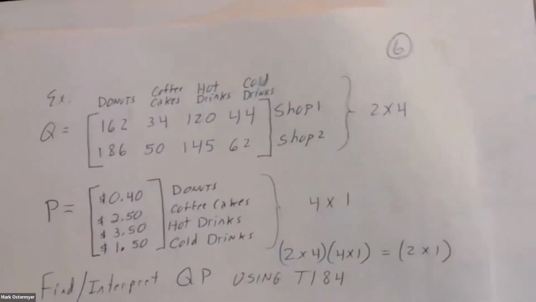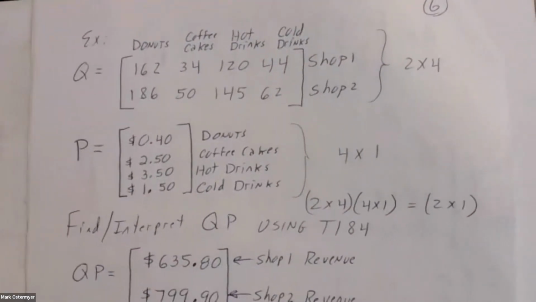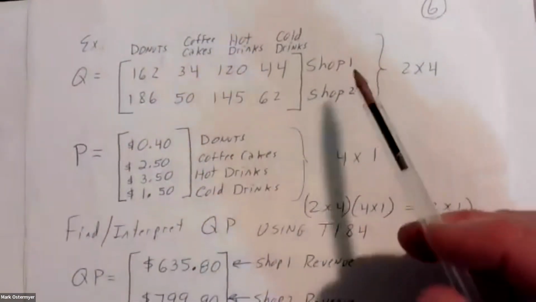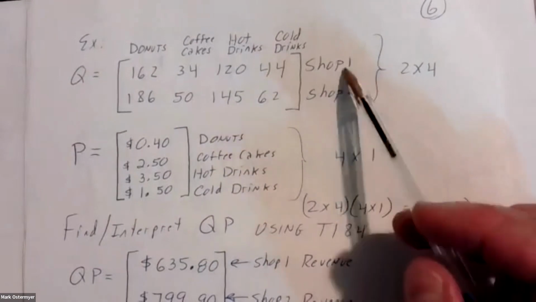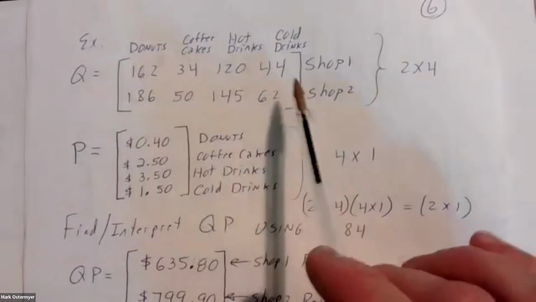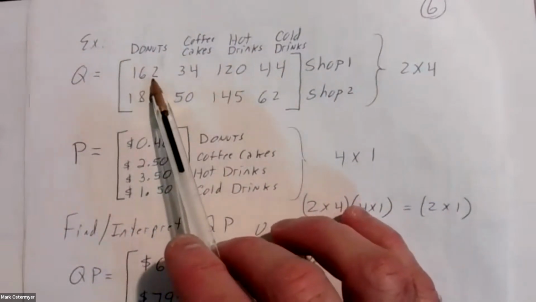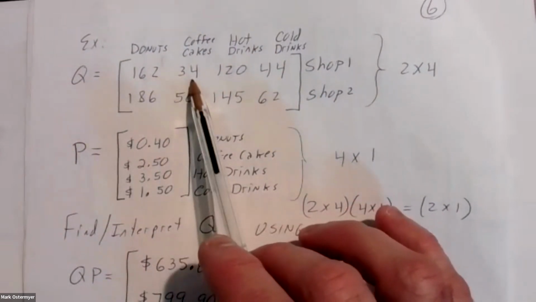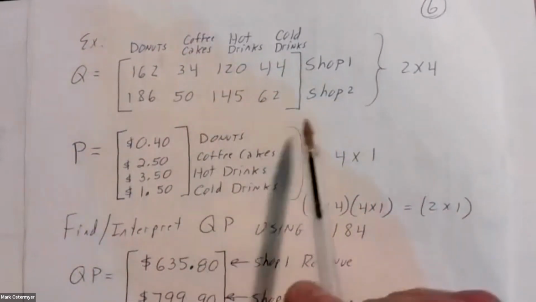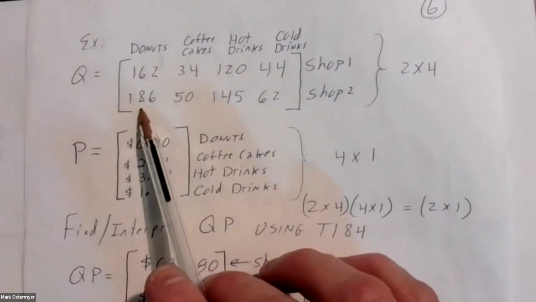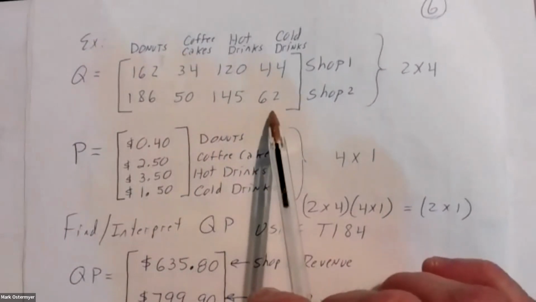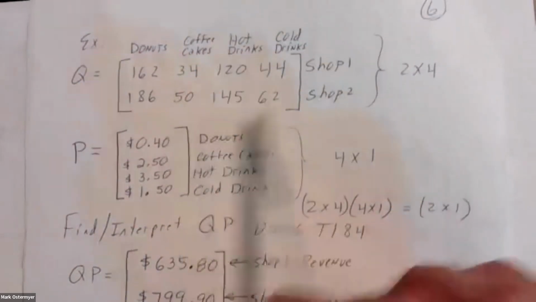All right, here's an example of two matrices, Q and P. Let's suppose that we have two stores, store number one and store number two. I'm calling them shops, but they're the same thing as stores. Suppose that in store one, we have 162 donuts in our inventory, 34 coffee cakes, 120 hot drinks, and 44 cold drinks. In store two, we have 186 donuts, 50 coffee cakes, 145 hot drinks, and 62 cold drinks. Okay, that's the inventory of these two stores.